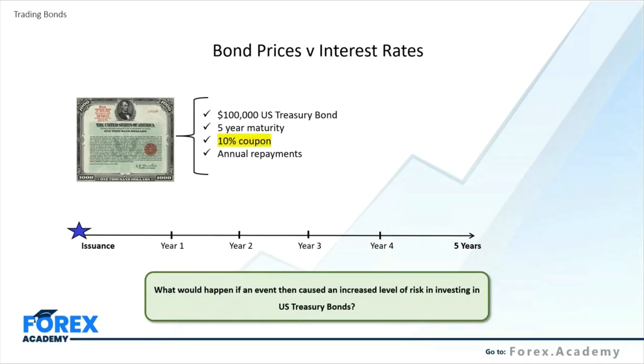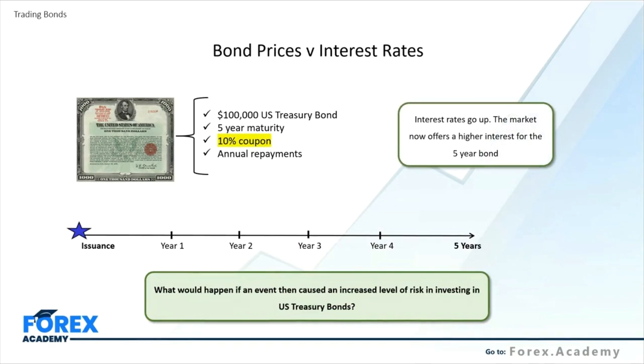So if that event occurs, let's take this example. We'll use the same bond structure, a US Treasury bond of $100,000. This time we have a 10% coupon. Interest rates go up to reflect our 10% coupon here. So that level of risk has actually increased the interest rates on lending. The market now offers a higher interest rate for the same 5-year bond. So this new event could potentially have happened 1 month into our previous bond at 5%. And obviously those new changes in fear or uncertainty in the markets will reflect the bond price and interest rates.